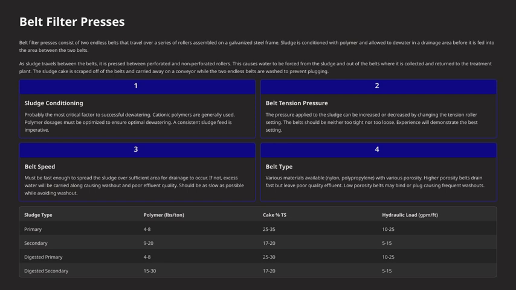Finally, the choice of belt type plays a role. Different materials like nylon or polypropylene have varying porosity levels. Higher porosity belts drain water faster but tend to produce lower quality effluent. Conversely, low porosity belts may cause binding or plugging, leading to frequent washouts. Selecting the appropriate belt depends on the specific sludge characteristics, whether primary, secondary, or digested sludge, and their respective polymer requirements, cake solids, and hydraulic loads. Understanding these factors helps us optimize the belt filter press operation for better dewatering and overall treatment performance.